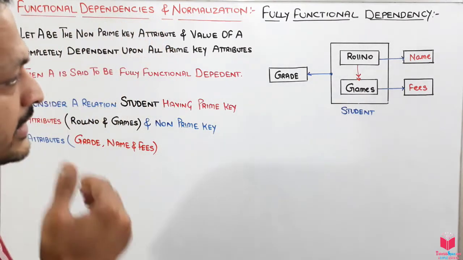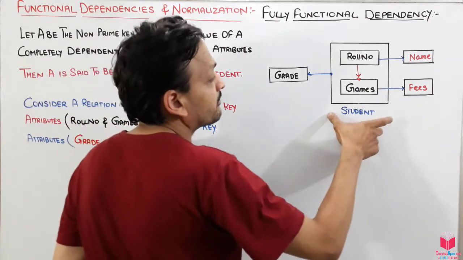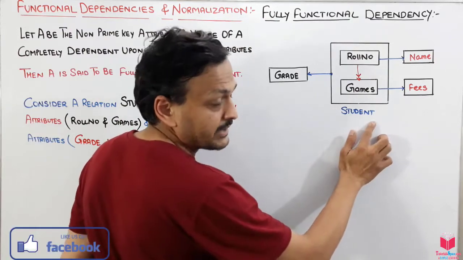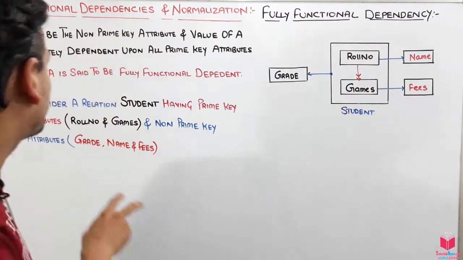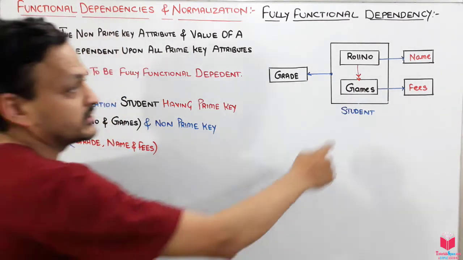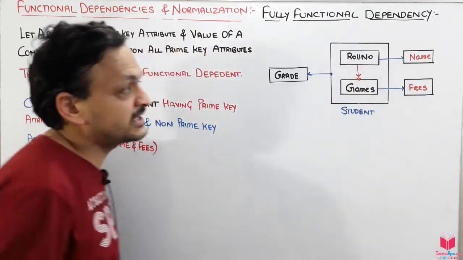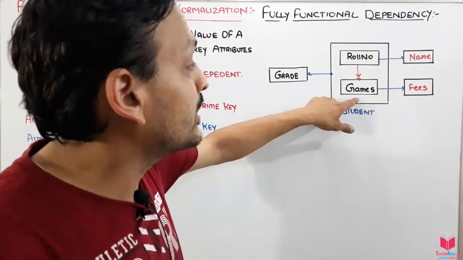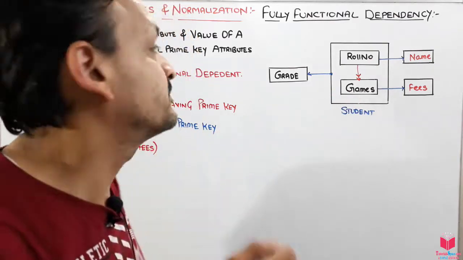Let's see how we can find which is fully functionally dependent. In the big rectangular box, we represent the table name or relation name, and under this we represent the prime keys. So we have 2 prime keys, roll number and games. This double arrow represents that one roll number, or one student, can enroll in many games. That's why it is a many relationship.